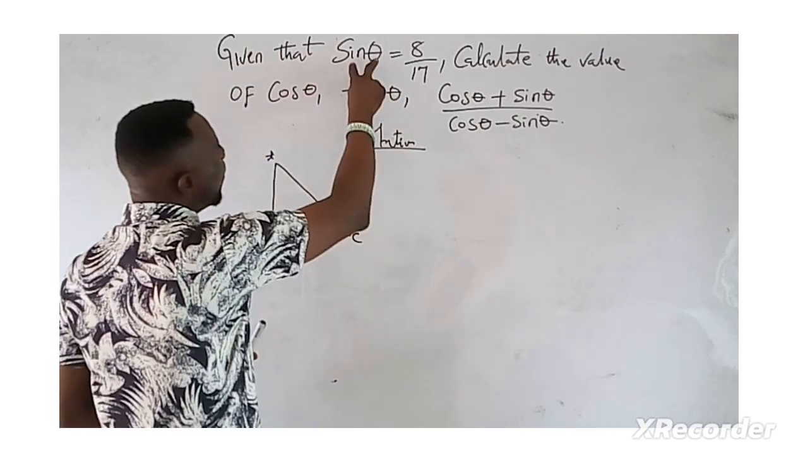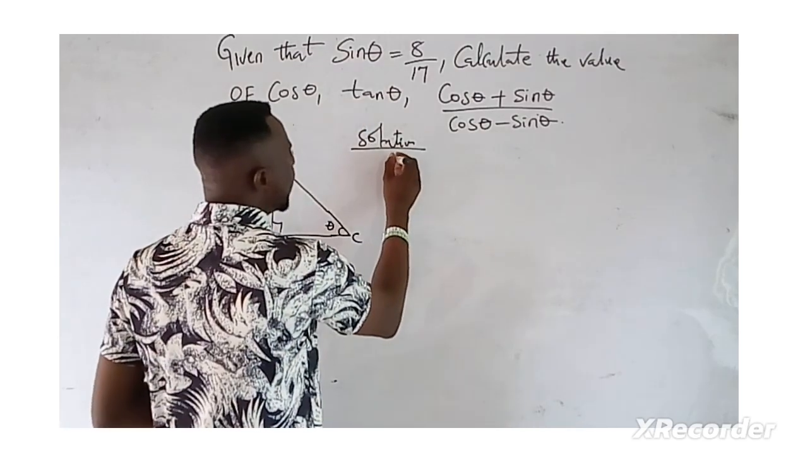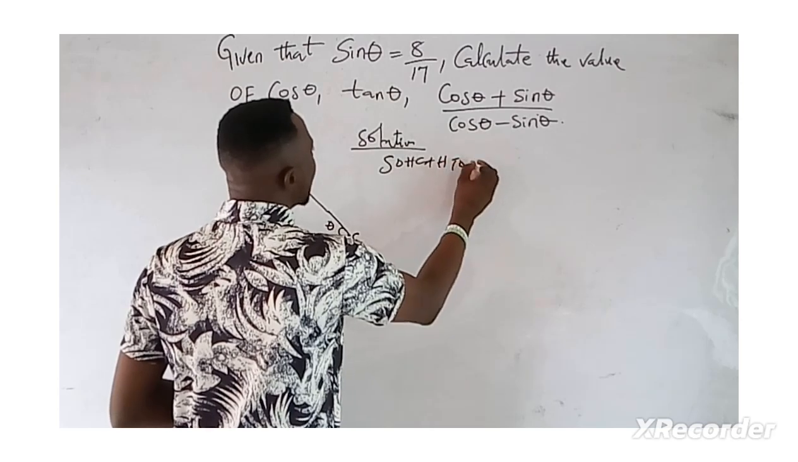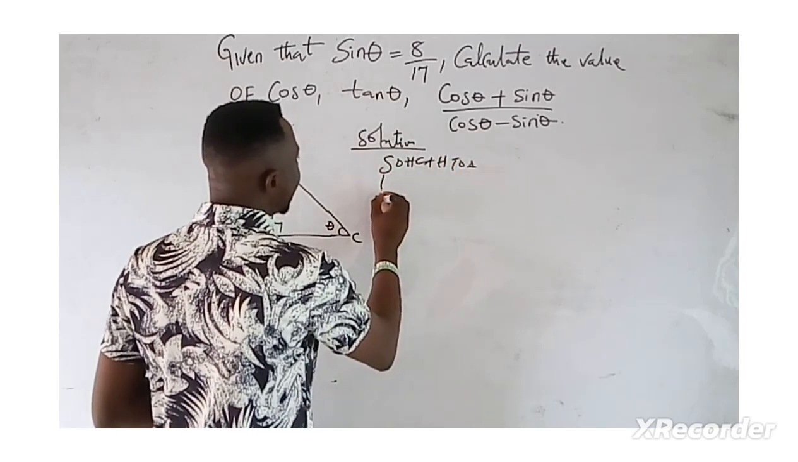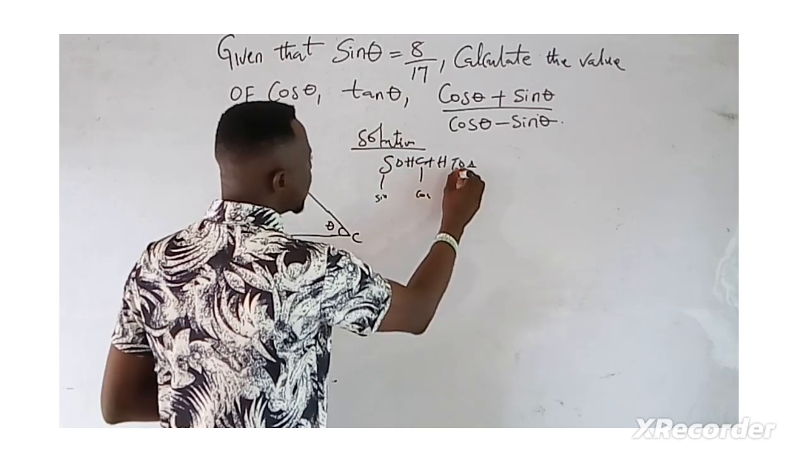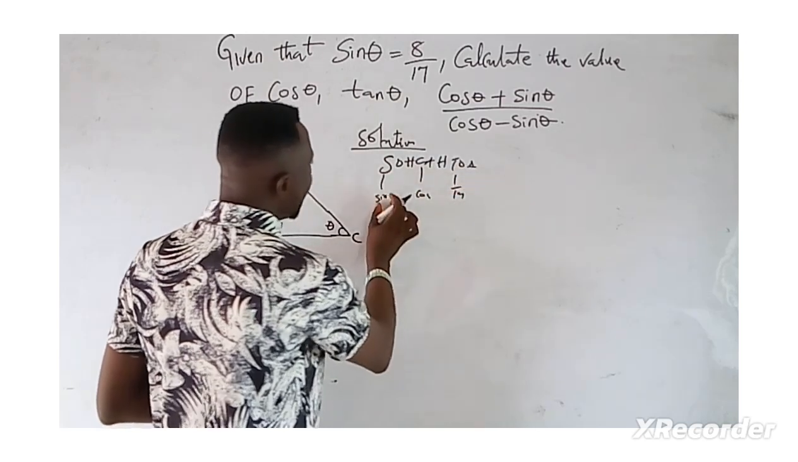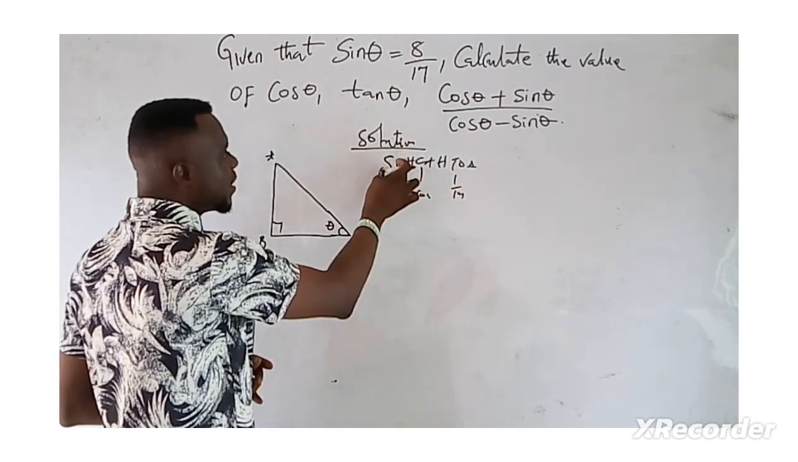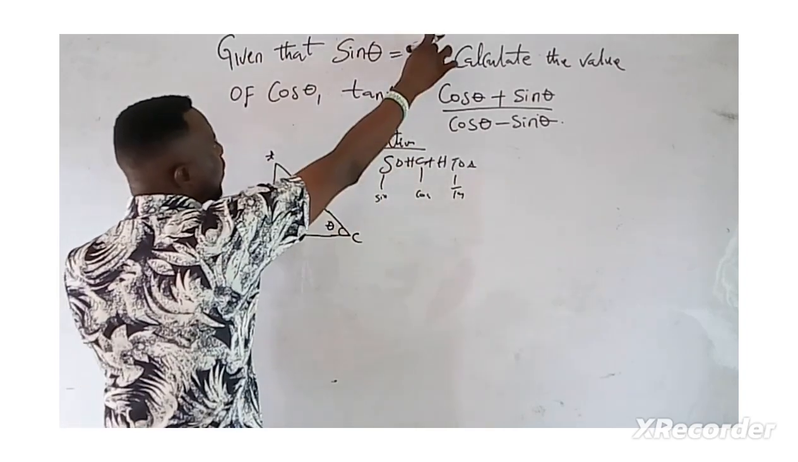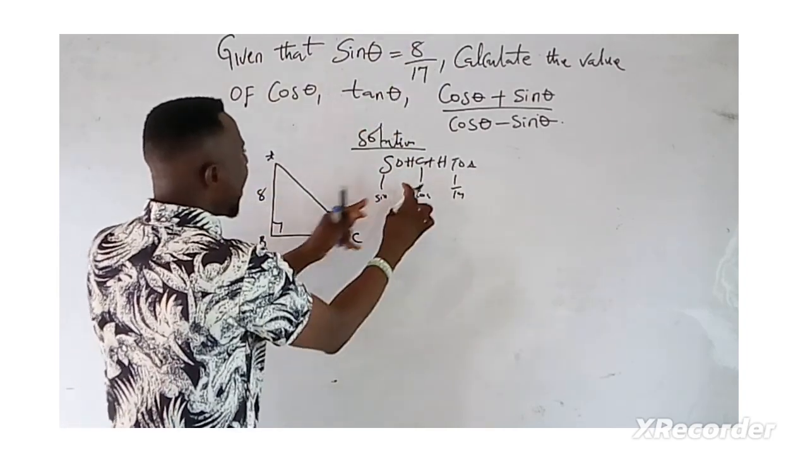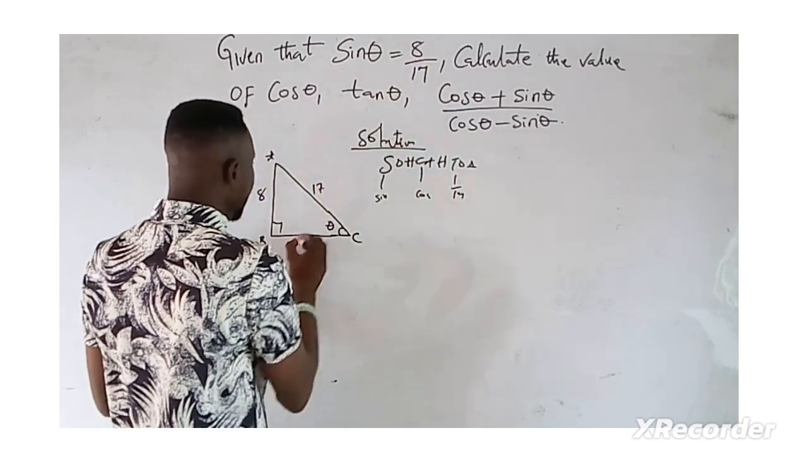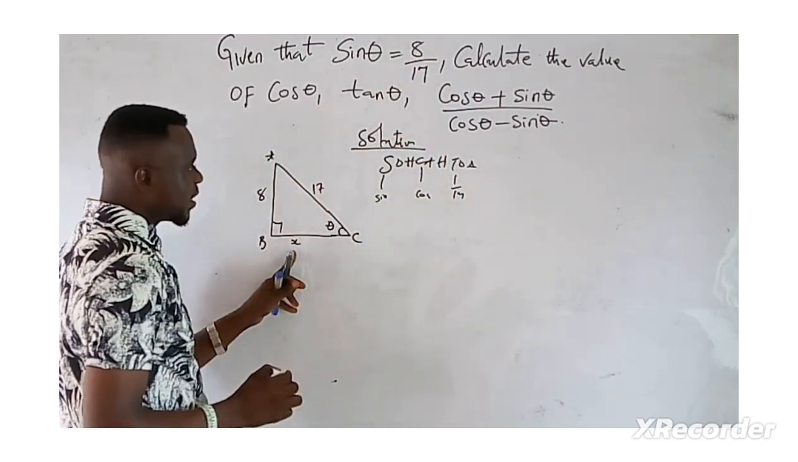Since it's talking about sin theta, remember what I told you yesterday: S represents sin, C is cos, T is tan. In place of sin, we have opposite and hypotenuse. This side is the opposite, which represents 8, and our hypotenuse is 17. So we are looking for this side.